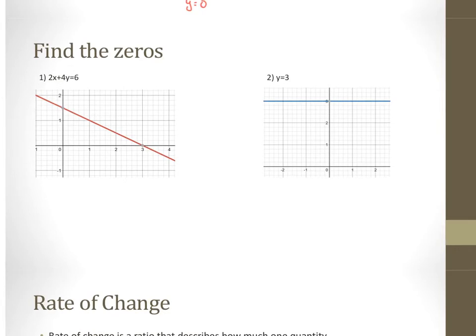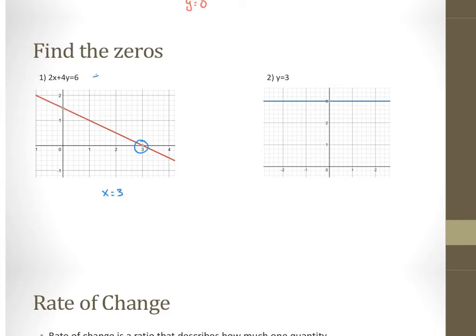Now, when we are finding our zeros, roots, or solutions, all of those are the same thing. You're looking for the x-intercept. So on this graph, you're going to look for where the graph crosses the x-axis, and there it is. So the solution to this equation would be x is equal to 3.